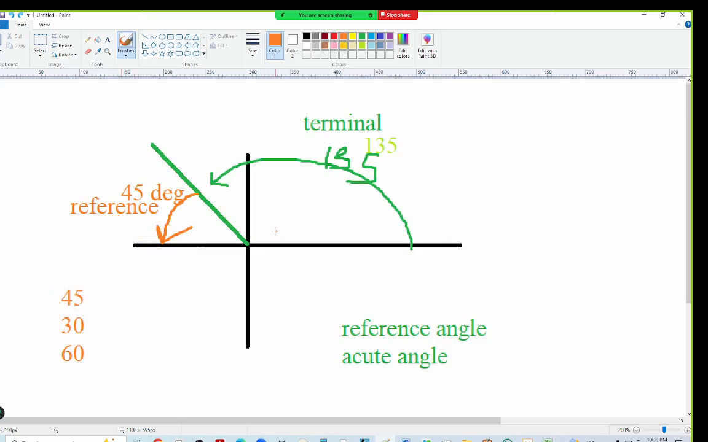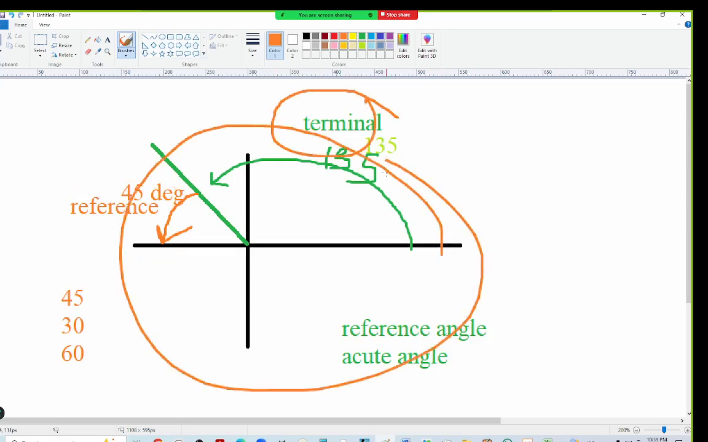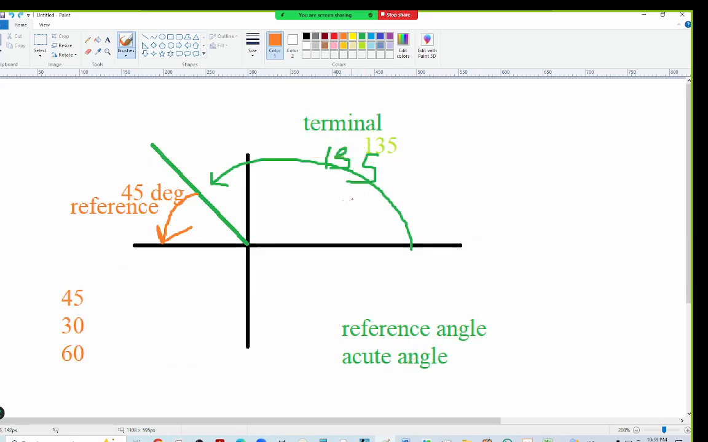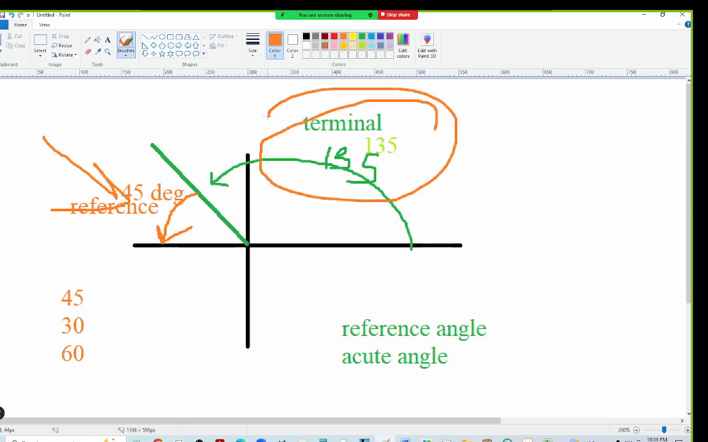So that's the difference between reference angle, terminal, and coterminal. I'd say this one's the one to really, I mean, terminal sort of you get used to saying. And then think of coterminal as just the same as terminal, just a different route. Reference angle is this one. We're always figuring out the reference angle.